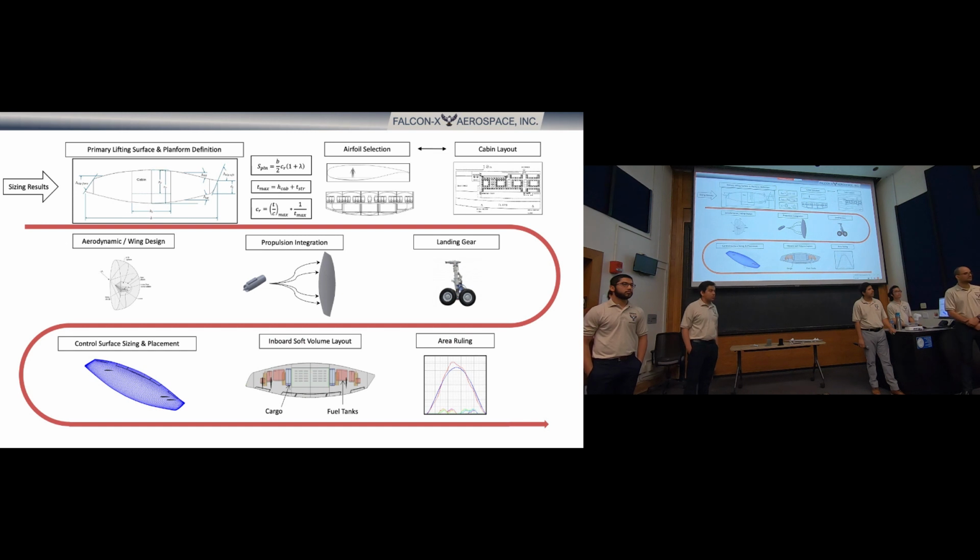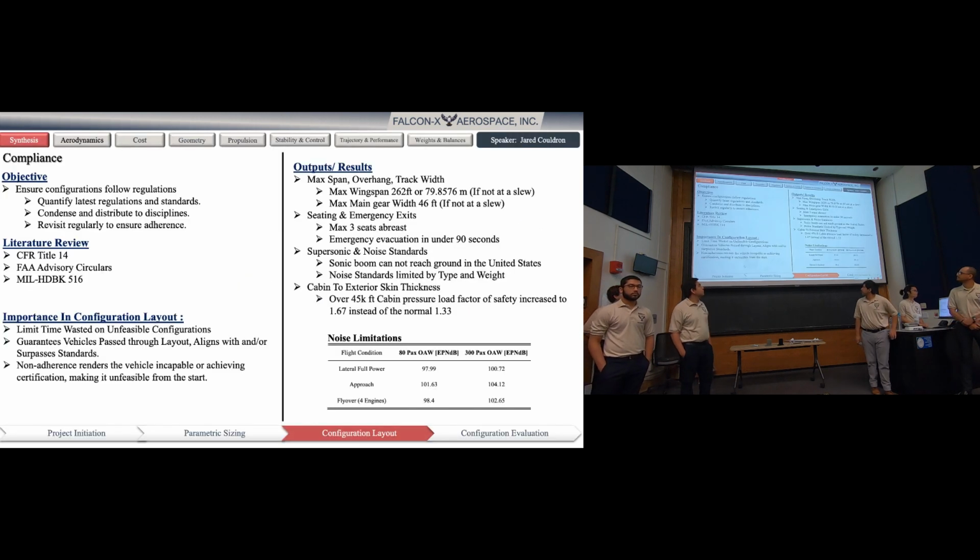Then we have to integrate the other remaining hard component volumes, landing gear, and propulsion systems. Once that's done, we can take a look at the wing design, see if we need to add any twists, anything like that. Place control surfaces from input from stability and control. Then we lay out the remaining soft volumes, the fuel, the cargo, any other volumes that are a little bit malleable that we can fit where they go. Perform a round of area ruling. Each one of these steps we're going to go into in a little more detail in the slides following this.